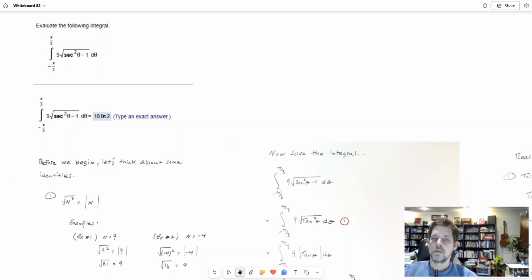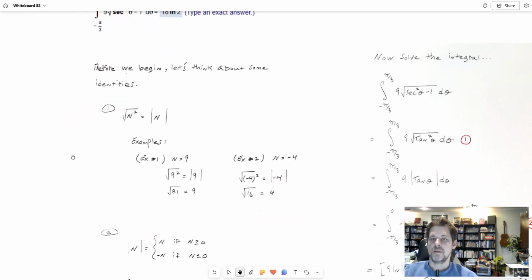Greetings everybody. What you see here is a problem I found on our assignment on my math lab, and I'd like to show you how to do it. But before I start solving this integral directly, there are some things that are going to come up that I think we should talk about by themselves. Okay, so here they are.